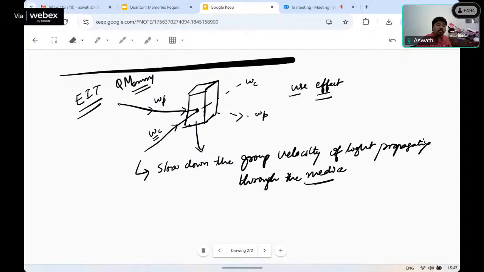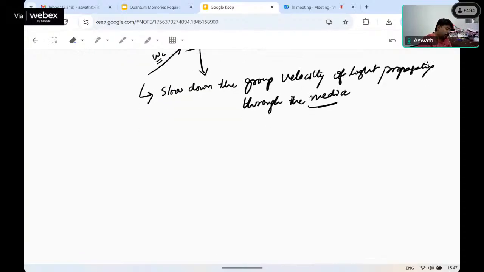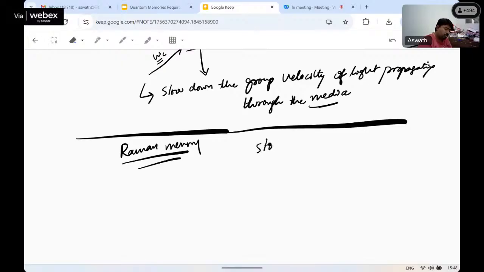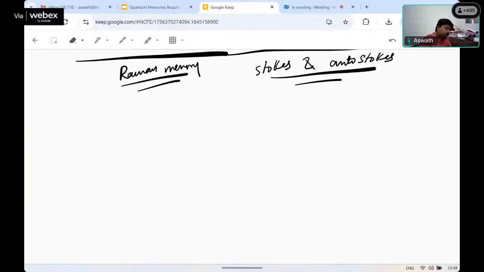Fine. The other kind of thing is something called Raman memories. As you know, Raman scattering gives Stokes and anti-Stokes. This is again based on a three-level atomic system. Let's say you incident energy onto the system, and the electron goes from level 0 to 1. It stays there for some time and then, instead of coming down to 0, it comes down to 2 by emitting lower energy.